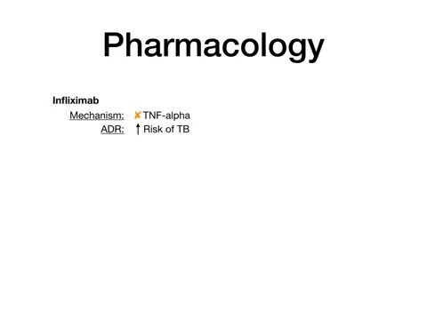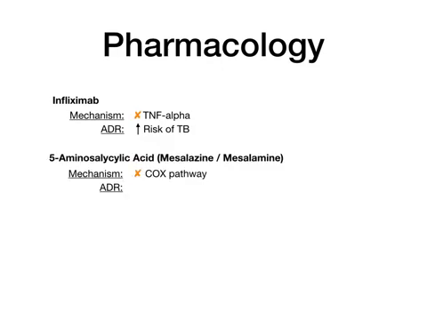So the first agent is infliximab, and infliximab is a monoclonal antibody which inhibits TNF-alpha. So high yield to know that any agent that's going to inhibit or block TNF-alpha is going to increase your risk of tuberculosis. And of course, the reason is that when you inhibit TNF-alpha, you prevent the adequate formation of granulomas, and therefore you can't sequester off TB, and TB can do its thing in the human body. So TNF-alpha blocker, that's what infliximab does, but just remember that it can increase your risk of tuberculosis.